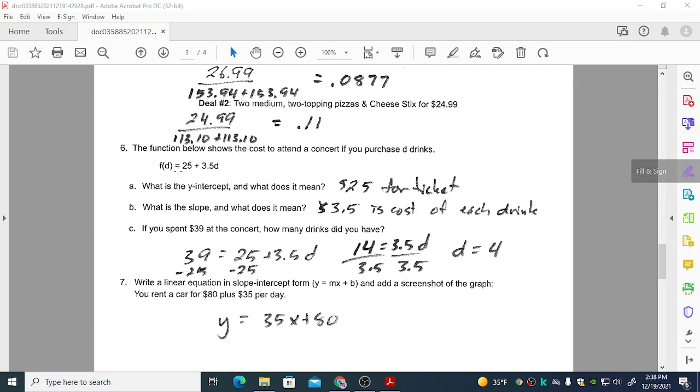I'm looking at this function, and what do these numbers mean? Well, I have 25 plus 3.5d. D is the number of drinks. So what does the y-intercept mean? What does the 25 mean? Well, that's the price of the ticket, so I only have to pay that once. But for each time I get a drink, which is my D, it's 3.5. So the slope is 3.5, $3.50 per drink.